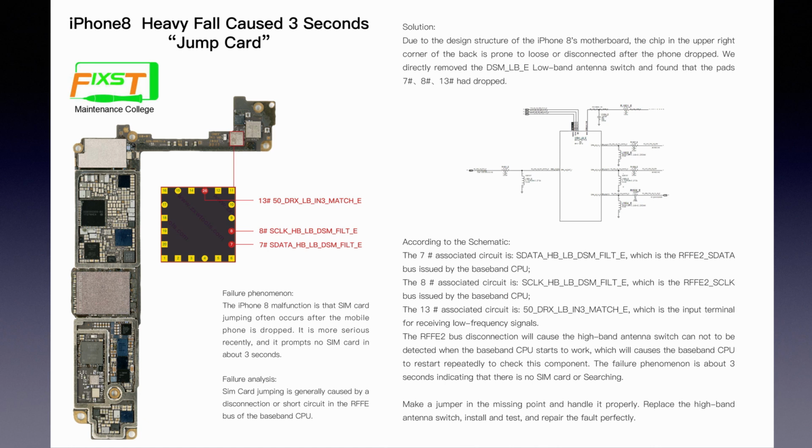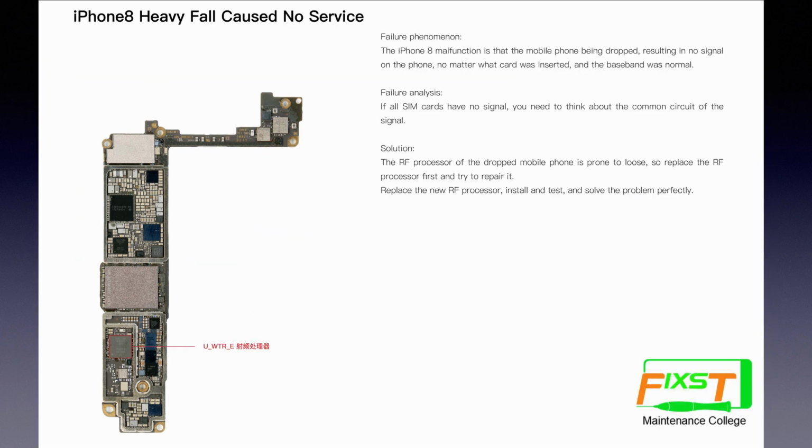And this RFFE2 bus disconnection will cause the antenna switch to not be detected. So when the baseband CPU starts to work, it will restart repeatedly to check this component. So the phone jumps in about 3 seconds, indicating that there is no SIM card or searching. So we make a jumper at the missing point and handle it. After that, we install the IC back and test the phone. The problem is finished.